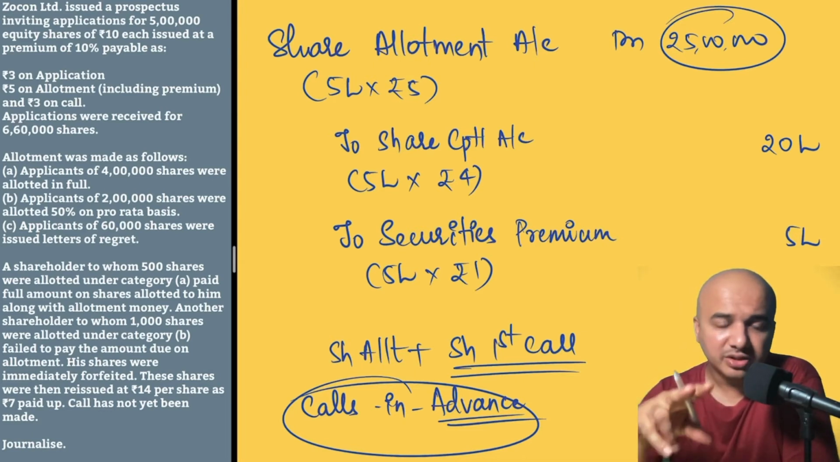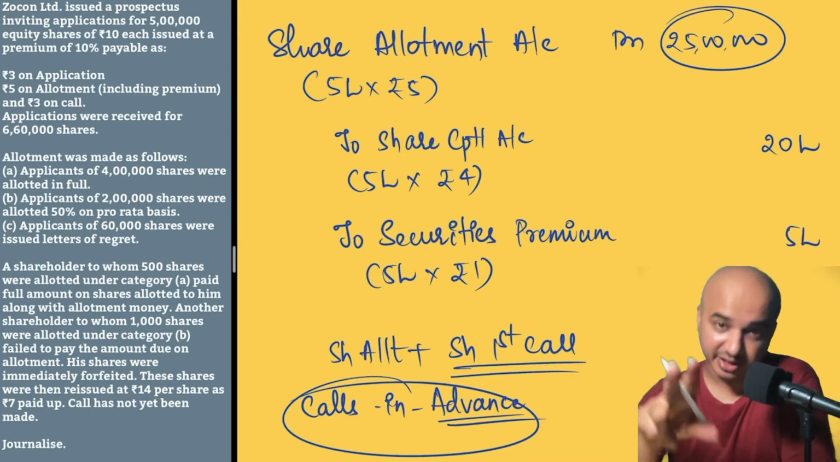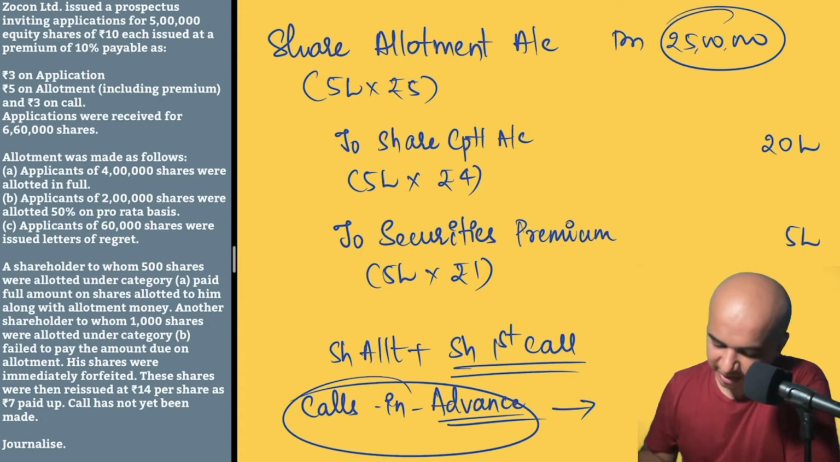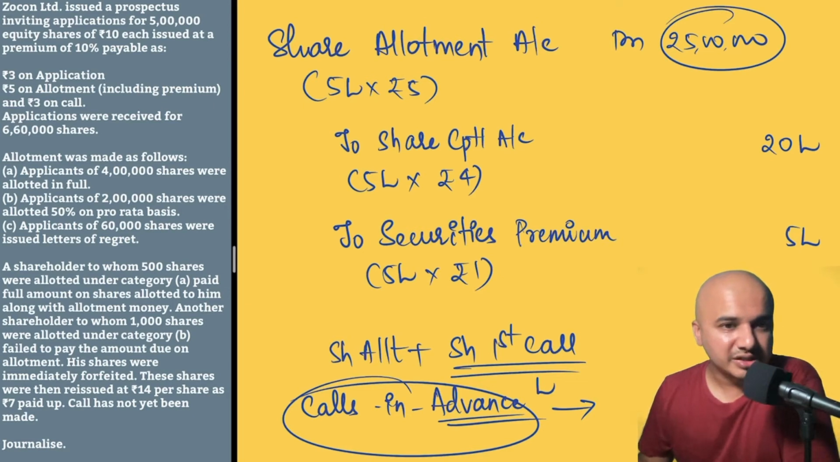This is a liability because have we asked the shareholders to pay for the call? Of course not. But even then they have paid, yes. So therefore, until it becomes due, until the first call becomes due, we cannot utilize this amount. So this is a liability. Then what else is there?